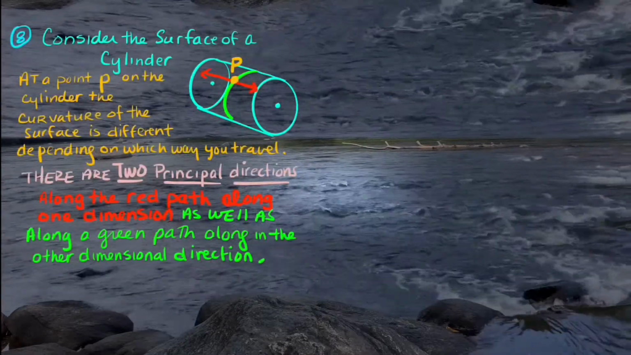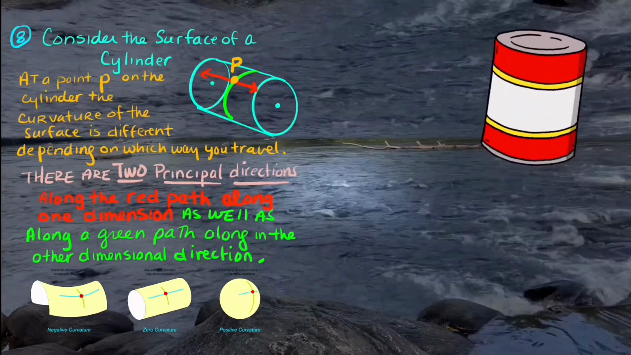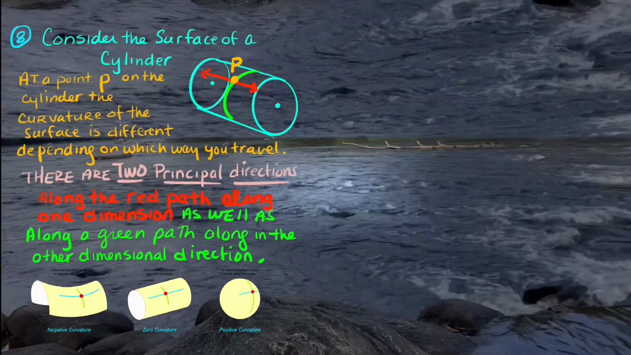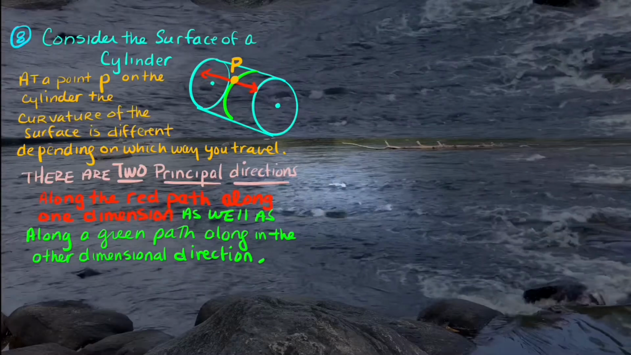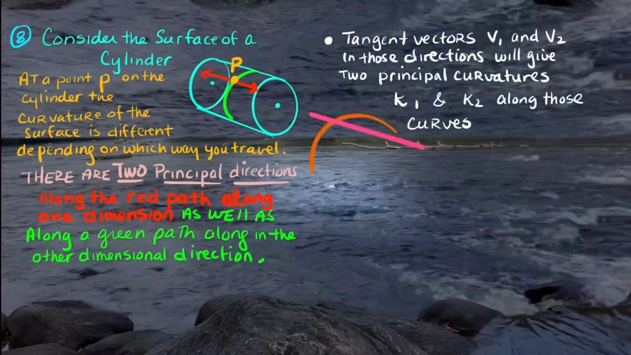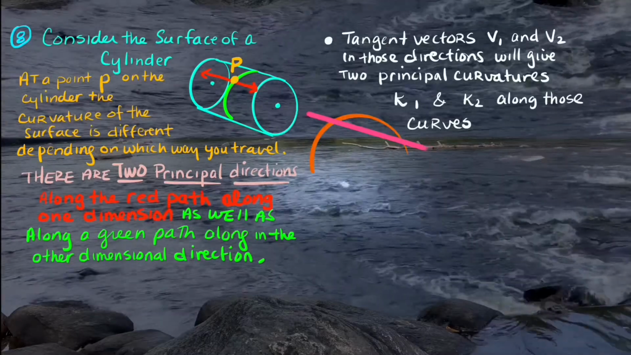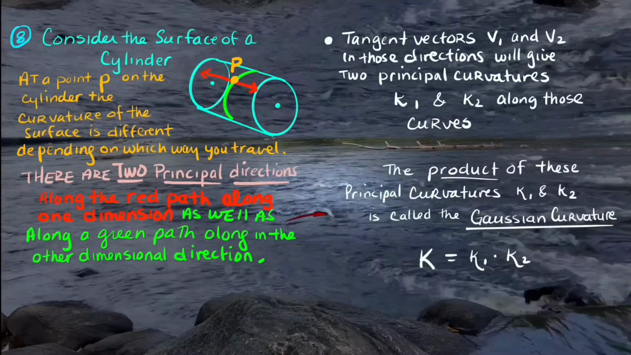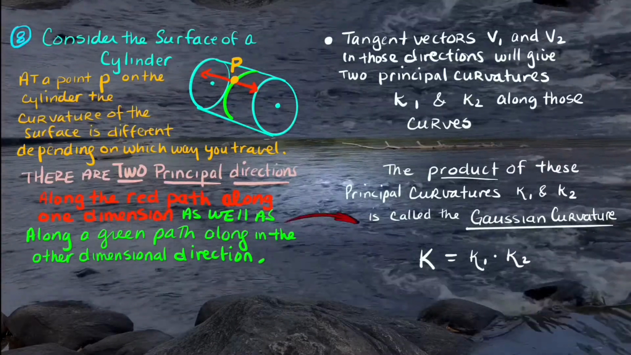Let's consider the surface of a can or a cylinder. It is curved in one direction, positively, and straight or flat in the other direction. In the red direction, it's a straight line, it's flat. In the green direction, it's curved. So there are 2 principal directions and 2 principal curvatures we can define along the surface of that cylinder. The product of these things is called the Gaussian or surface curvature for that object.